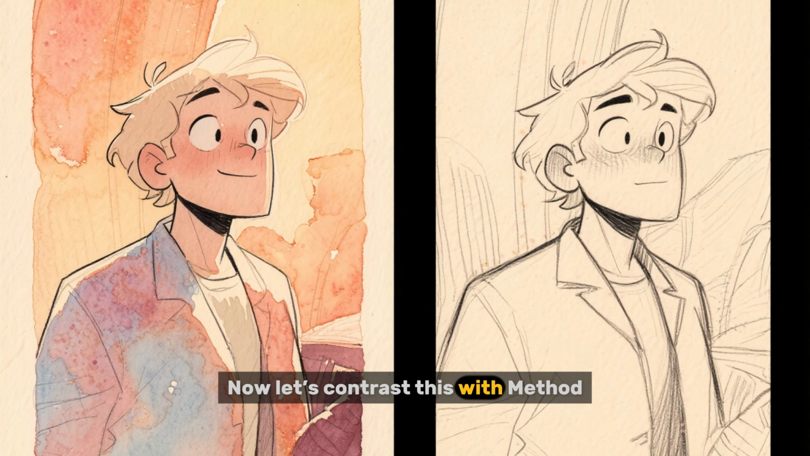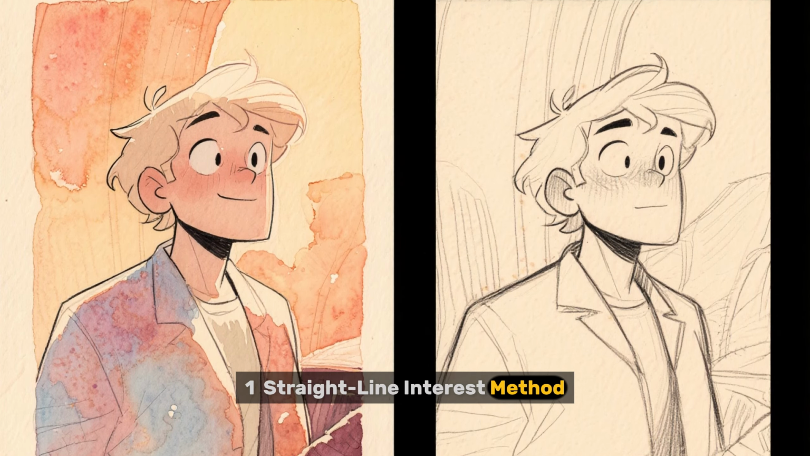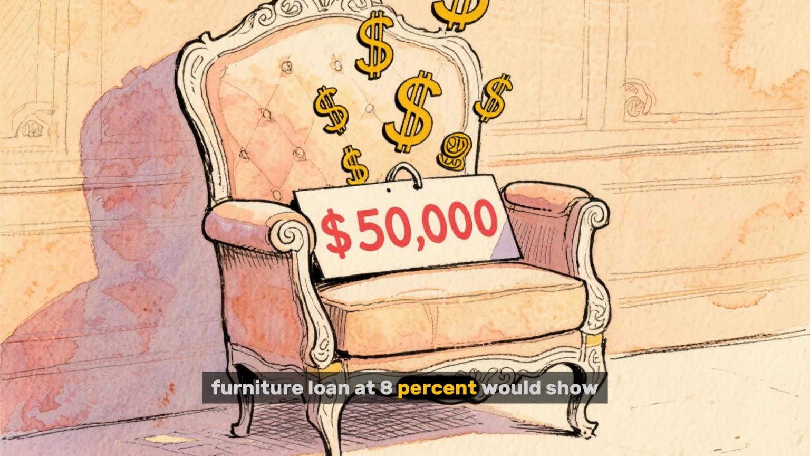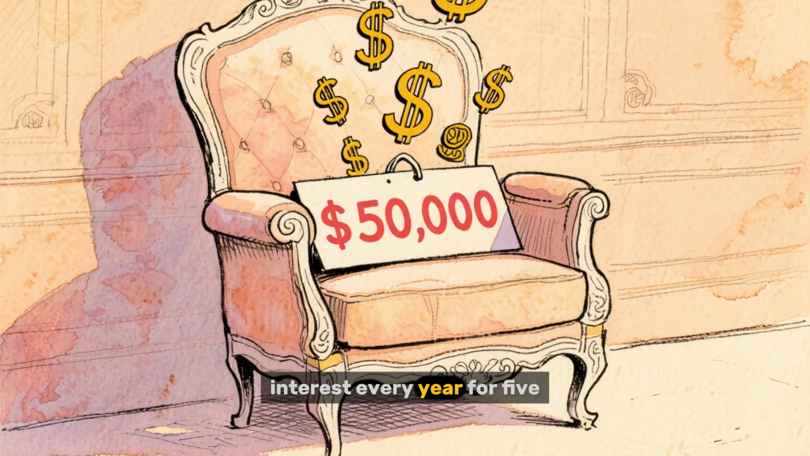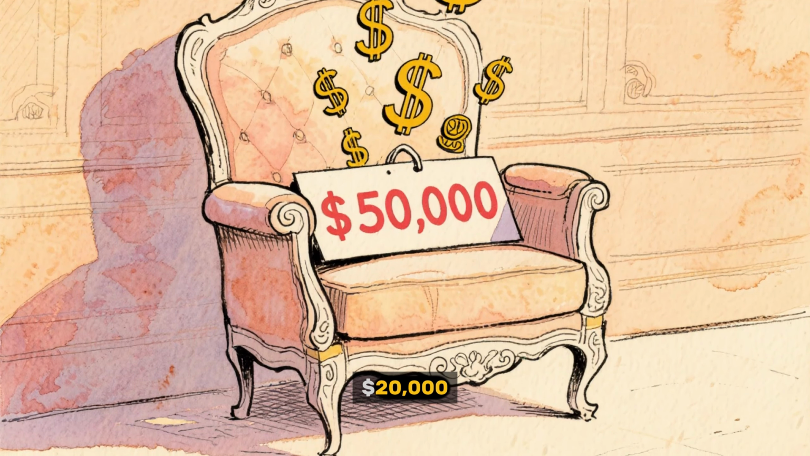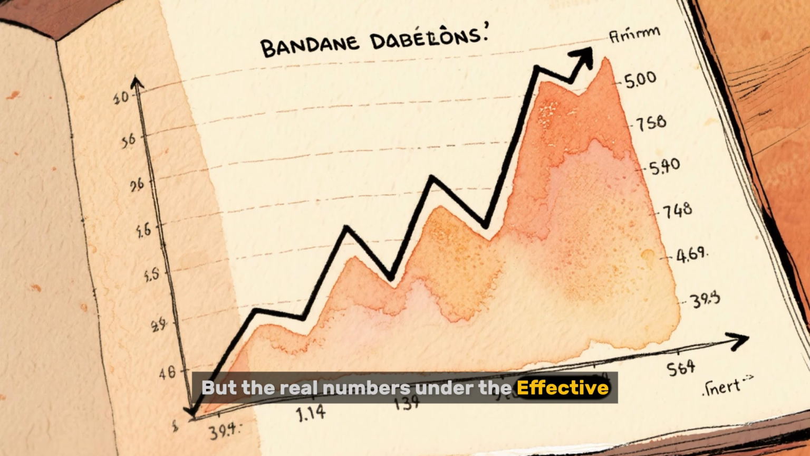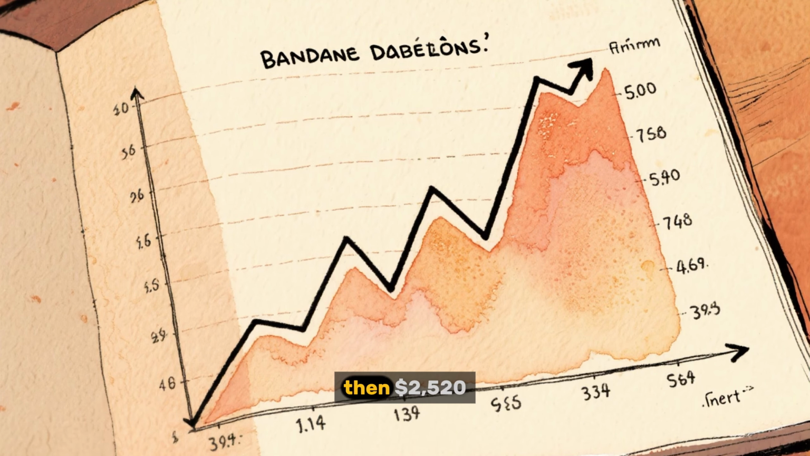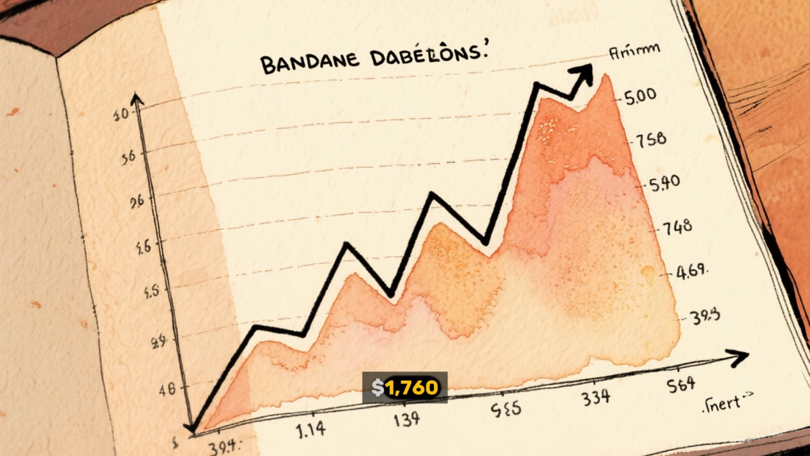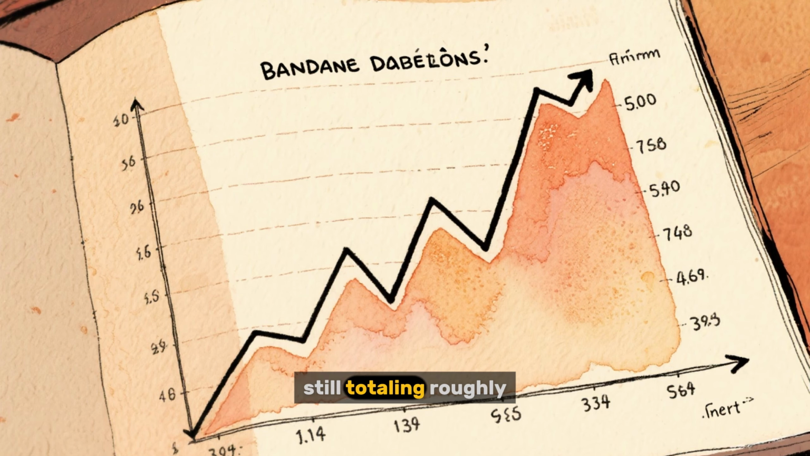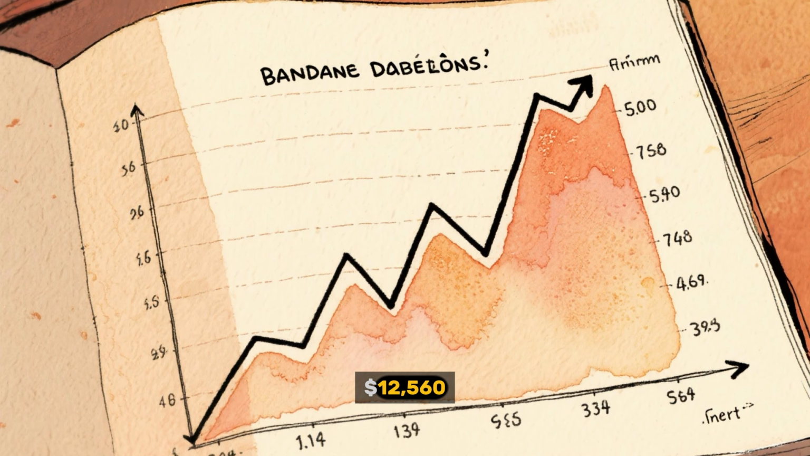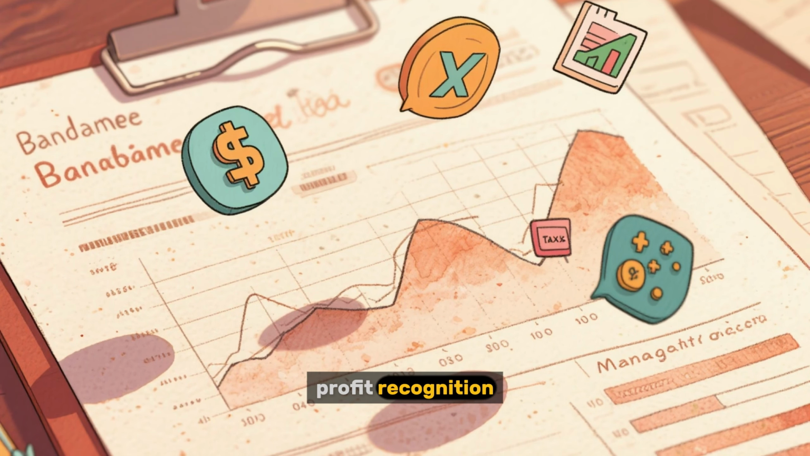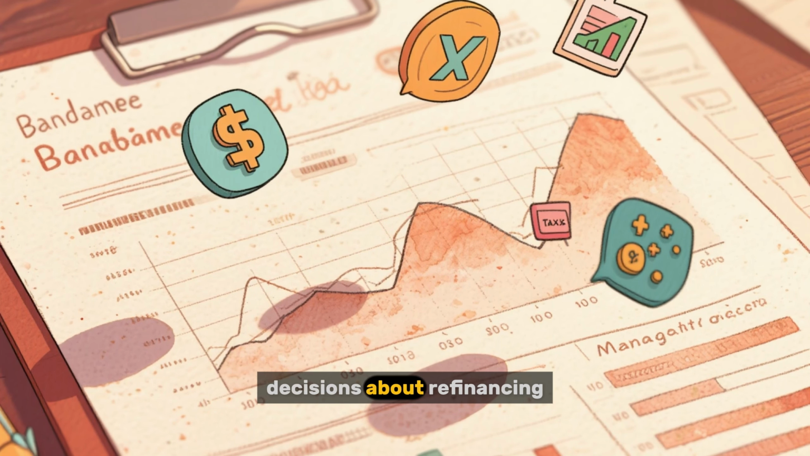Now let's contrast this with method 1, the straight line interest method. Under the straight line approach, that same $50,000 furniture loan at 8% would show $4,000 interest every year for 5 years, totaling $20,000. But the real numbers under the effective interest rate method might be $4,000, then $3,280, then $2,520, then $960, and $1,000, still totaling roughly $12,560, but distributed according to actual loan behavior.